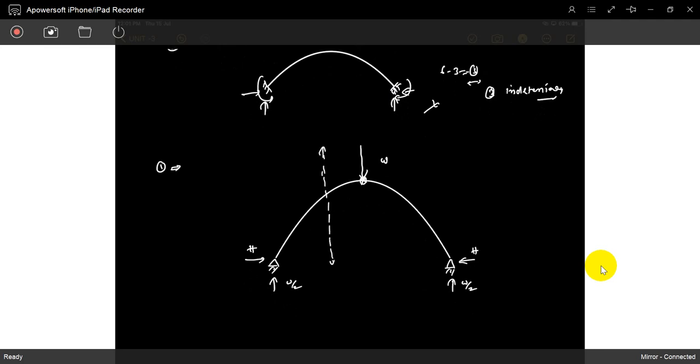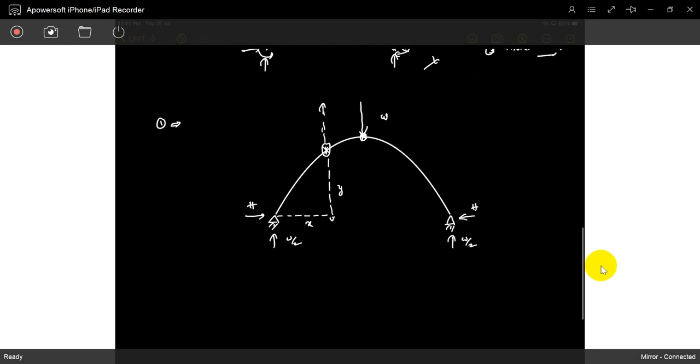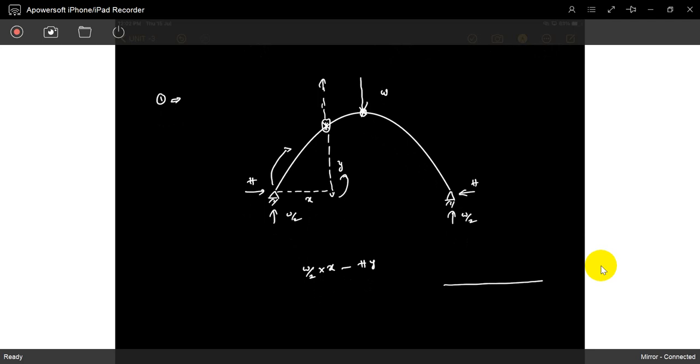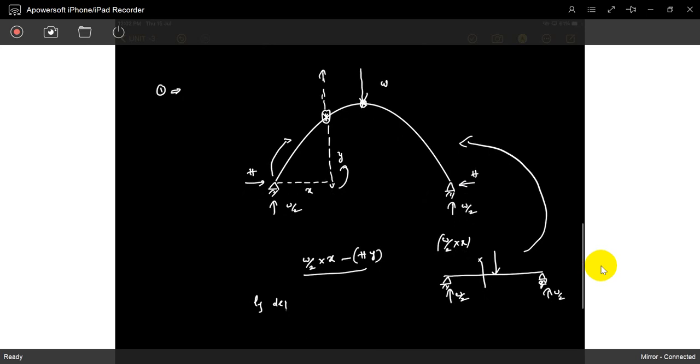If you take any section at some x, what is the bending moment here? The bending moment is W/2 into x minus H into y. W/2 acts in this direction and H acts in this direction, so H is multiplied with y. For the same span in a linear beam with uniform load W, the reactions are W by 2, and the bending moment at this location is W/2 into x. So understand the difference between linear and arch. In the arch the bending moment is decreasing, by developing horizontal reactions.